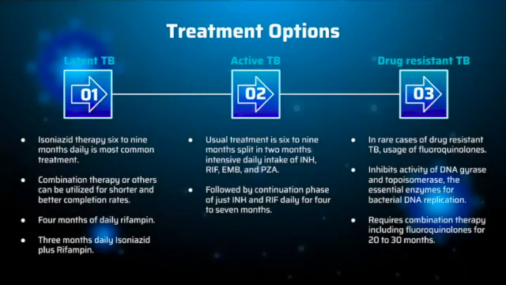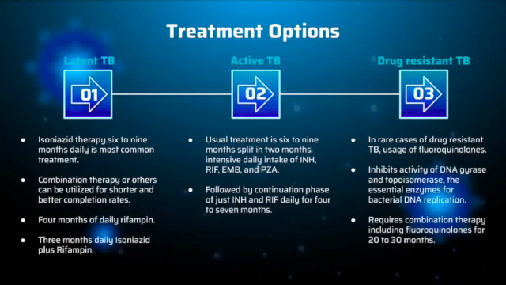So, latent tuberculosis, the most common treatment is isoniazid therapy for 6 to 9 months daily. You can also utilize combination therapy or other methods for shorter duration and better completion rates, like 4 months of just daily rifampin or 3 months of daily isoniazid plus rifampin.